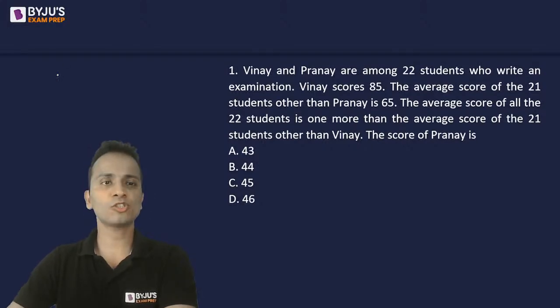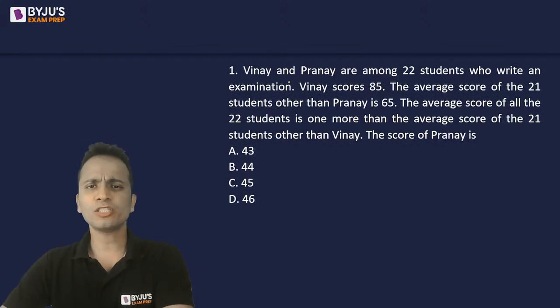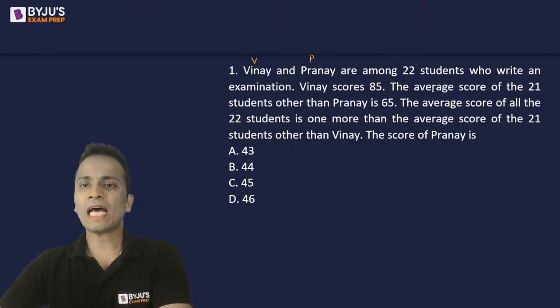All right. So meanwhile you're solving this, I'll start making these equations. Now I'll start with some assumptions. Vinay and Pranay are among the 22 students, so the score of Vinay is V and the score of Pranay is P. The average score of 21 students is given as 65. Fine, no need to take any variable.